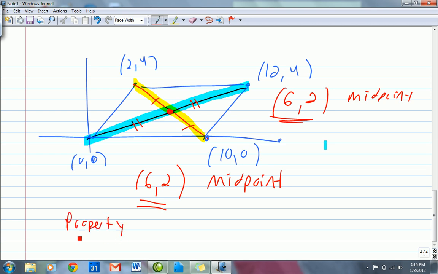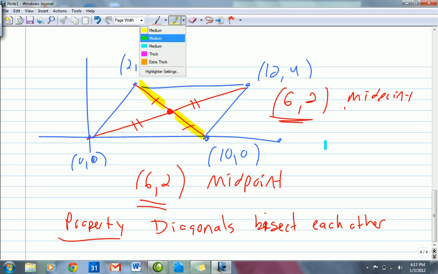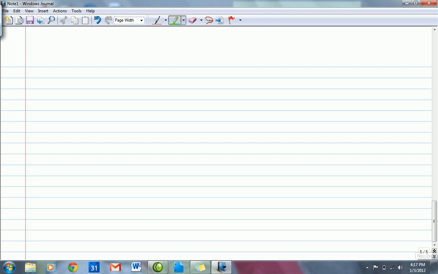And we can use this idea in more general terms. This is a specific problem, but it does hold true for all parallelograms. The diagonals bisect each other, meaning that this piece here is equal to that piece, congruent segments, equal lengths, and this piece here is congruent to this piece here.